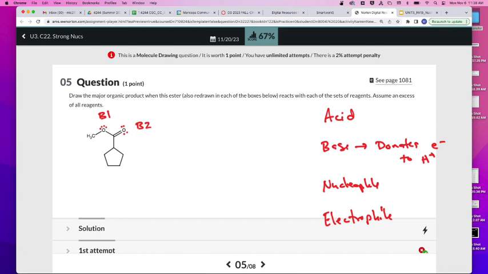Sarah, what charge is your base typically? Partially negative becomes a good signifier. That can help us out when we're looking for our lone pair electrons. That's why our oxygens were great as potential bases. Make sense? Okay.